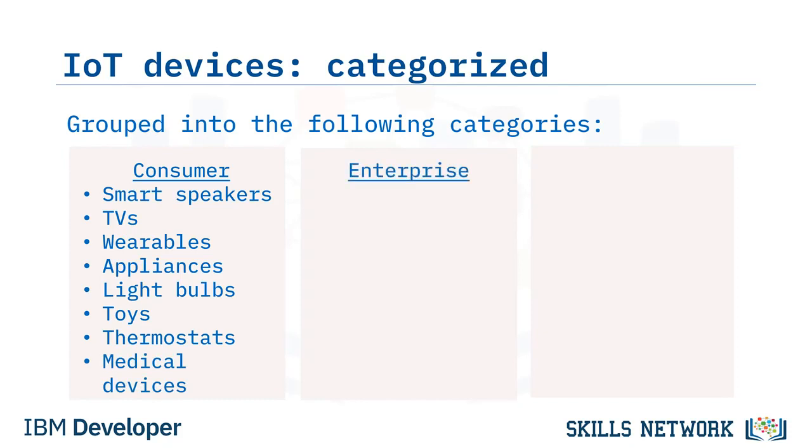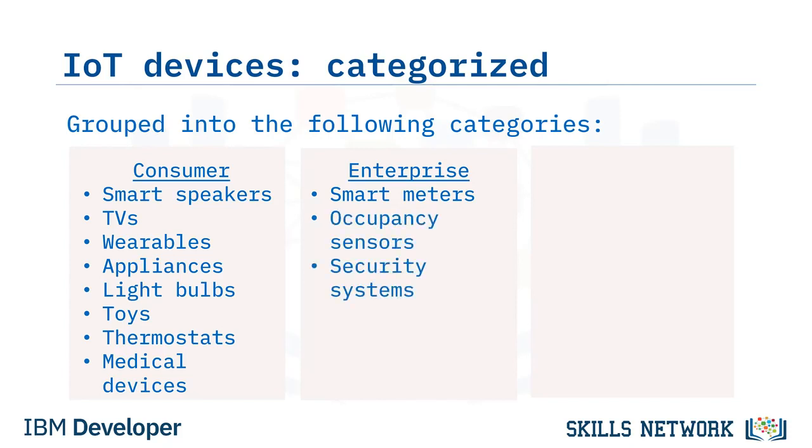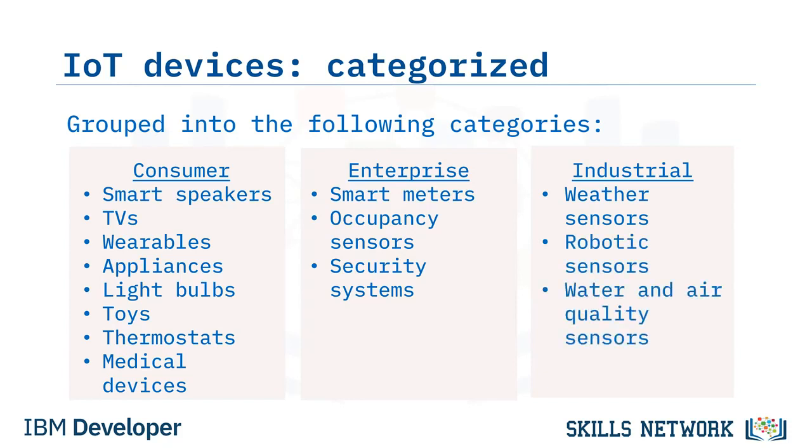Enterprise IoT devices enable organizations to offer consumers more targeted features and manage costs. For example, utilities install smart meters to help both residential and commercial customers manage their energy usage. Occupancy sensors and IoT-enabled security systems help businesses prevent losses and enhance worker and customer safety. Similarly, industrial IoT devices help organizations monitor the weather, operate robots, assess water and air quality, and more.